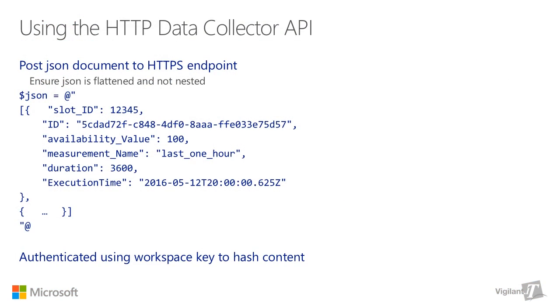This is a sneak peek at the new HTTP Data Collector API. It's just another way that you can get data into OMS using your favorite scripting language, for example, PowerShell. Data has to be in the format of JSON.